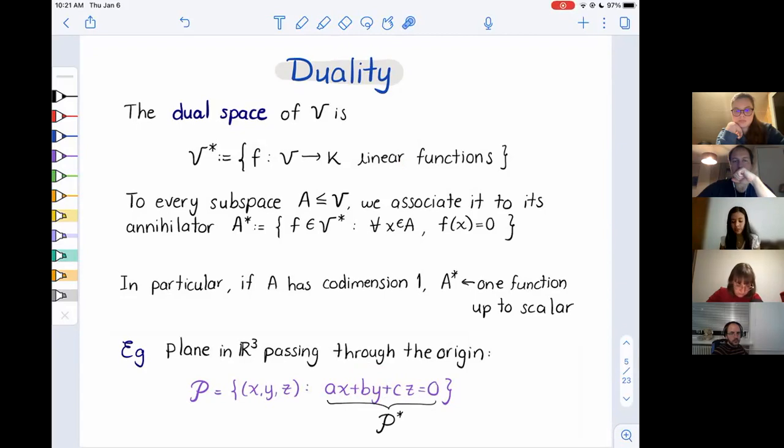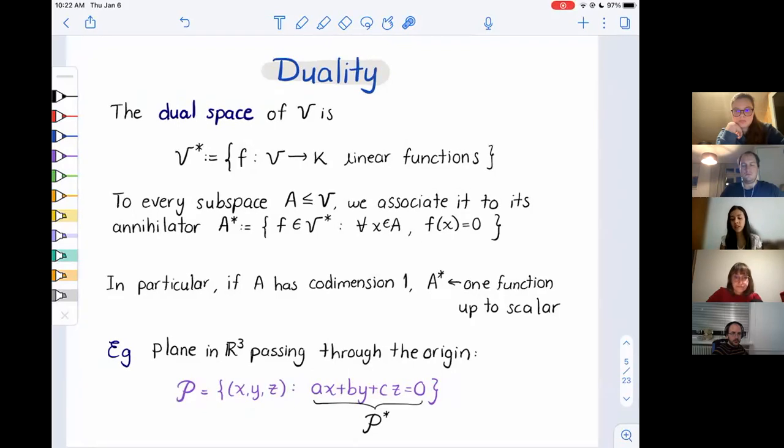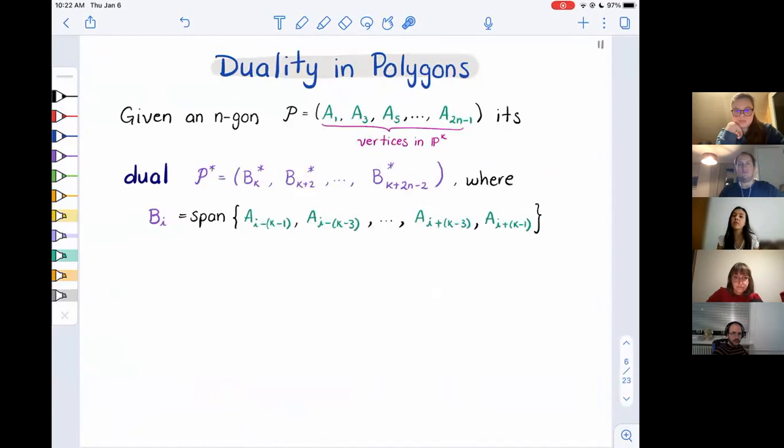So there you are, right? Given a hyperplane, I can associate it to one linear function. So in that case, I can associate hyperplanes in projective space to one point in the dual space. So that means that in the case of polygons, if I want to define a dual polygon, what I can do is, well, I start with a polygon, right? A polygon is going to be a sequence of vertices in the projective space.